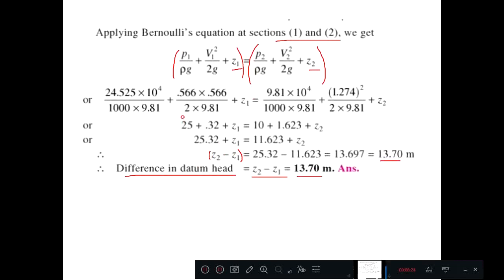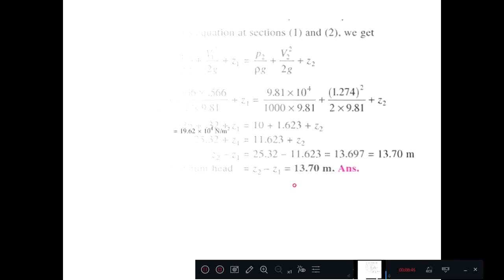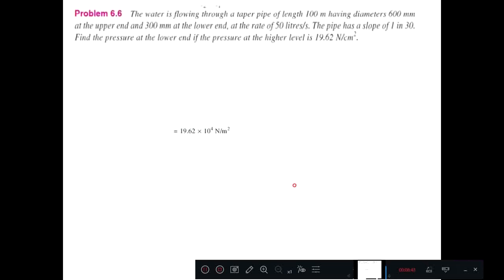So the problems are so simple. The only thing is you have to understand the statement of the problem, then according to that write the given data, then draw the figure, then apply Bernoulli's equation along with the continuity equation, and you will get the required result. So let us take one more problem.